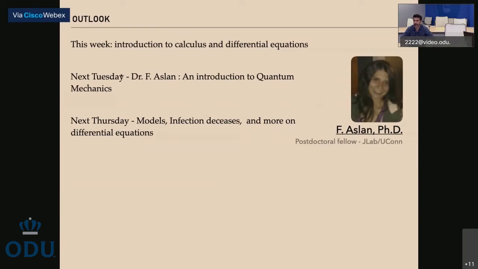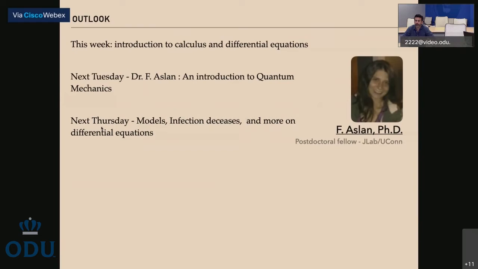Next, after this week, on Tuesday, we're going to have Dr. Fatma Aslam, who's part of the Python for Physics crew. She's going to give us a nice introduction into quantum mechanics next Tuesday. So you should look forward to that. And this is going to be independent of everything else that you've been learning, okay? So this is going to be just a fun side note, okay?